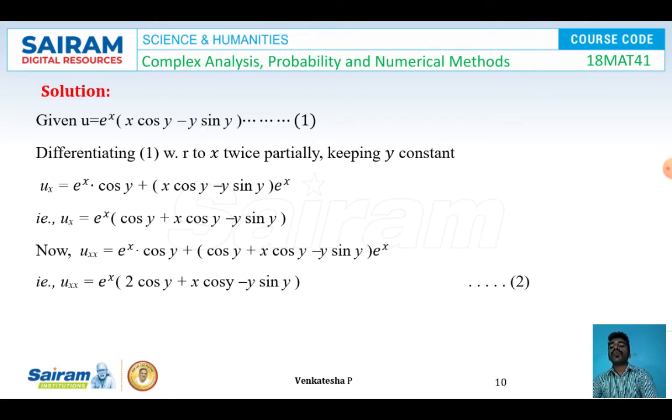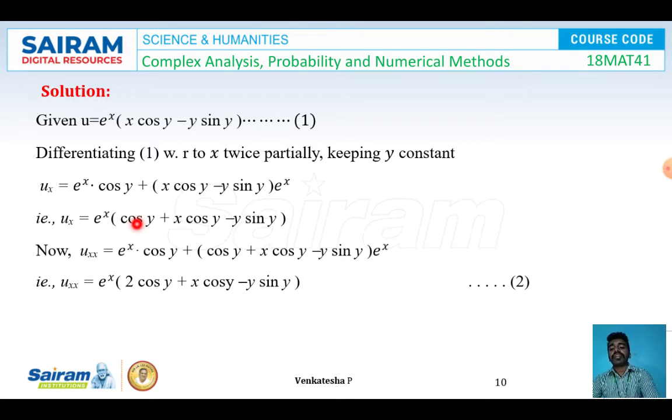So I got u_x is equal to e power x cos y plus (x cos y minus y sin y) into e power x. Now, I can take e power x common factor here. So I got u_x is equal to e power x [cos y plus x cos y minus y sin y]. Now, I'll be finding u double x.